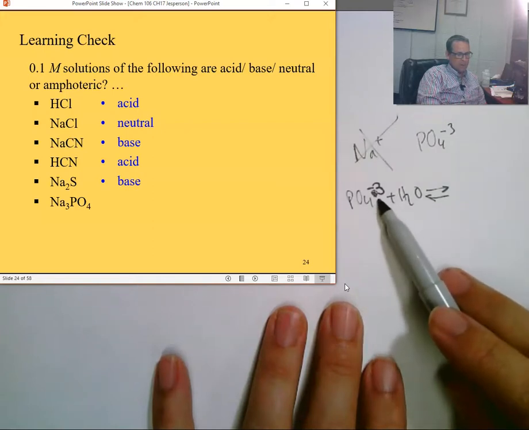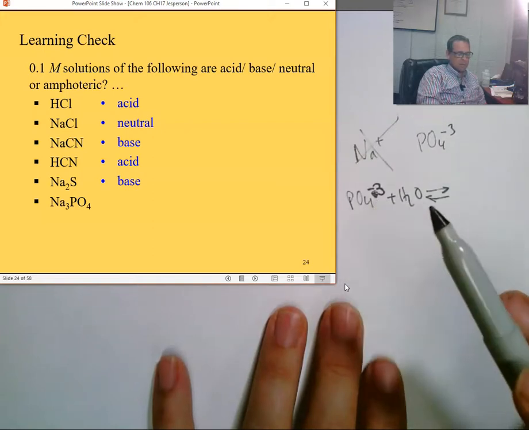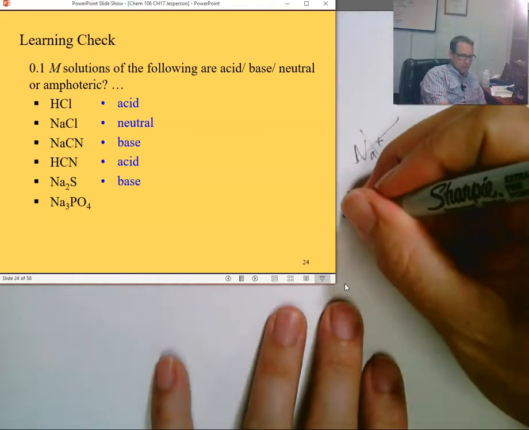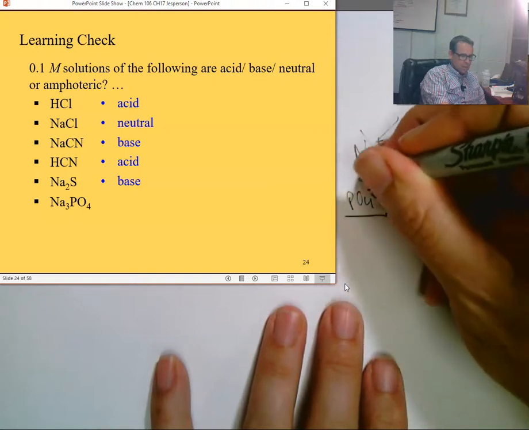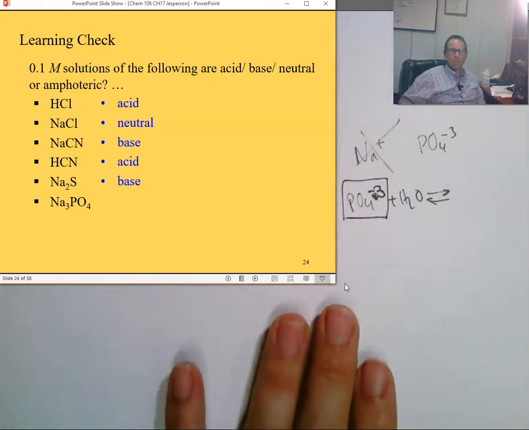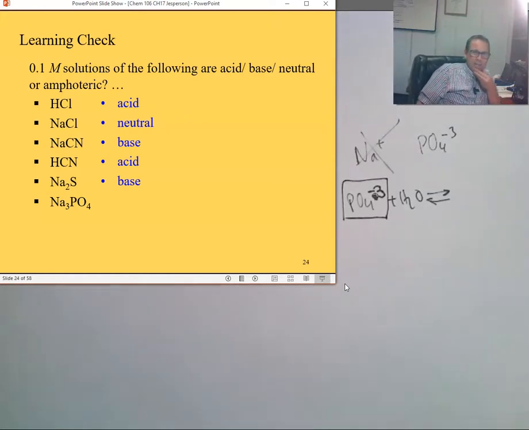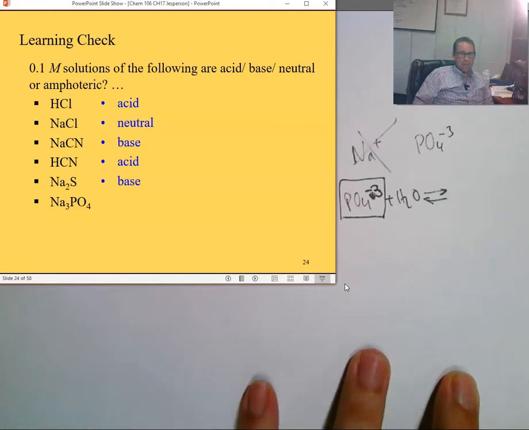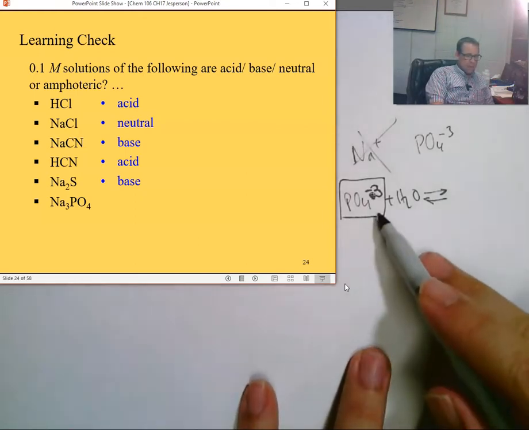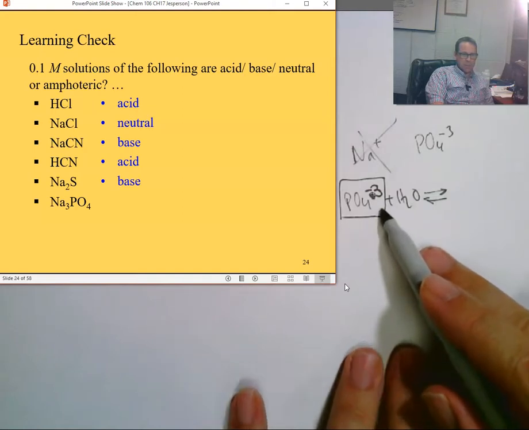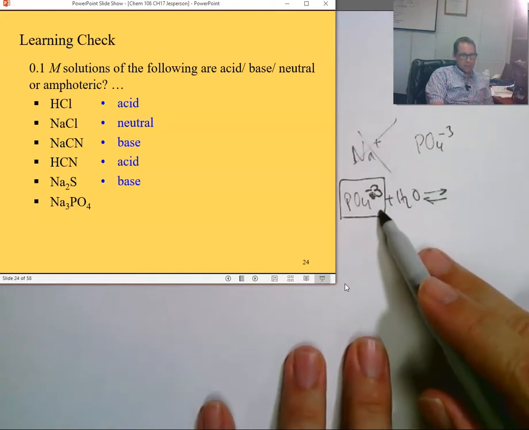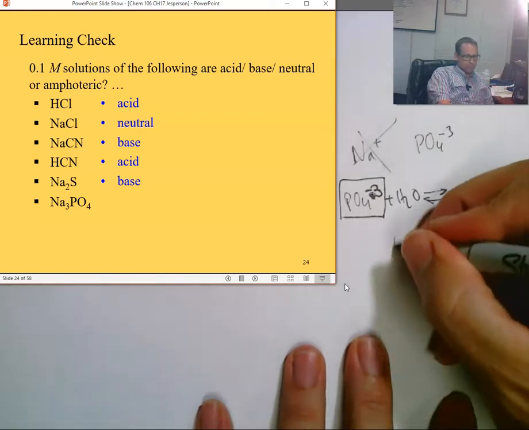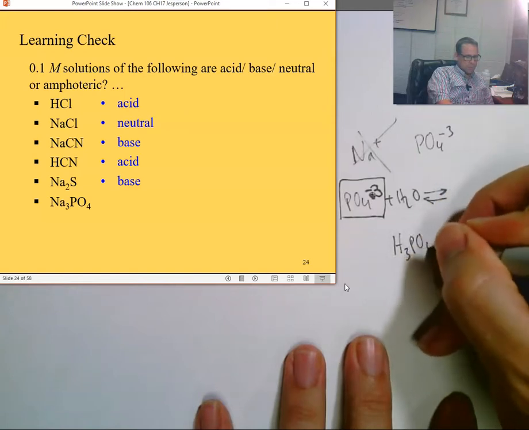Now, for the phosphate ion here, what we always ask ourselves is: is that the conjugate base of a weak acid? What we can do to answer that question is add as many hydrogens as necessary and see if it looks like an acid that we're familiar with. How many hydrogens would we add here? Three, so H3PO4.